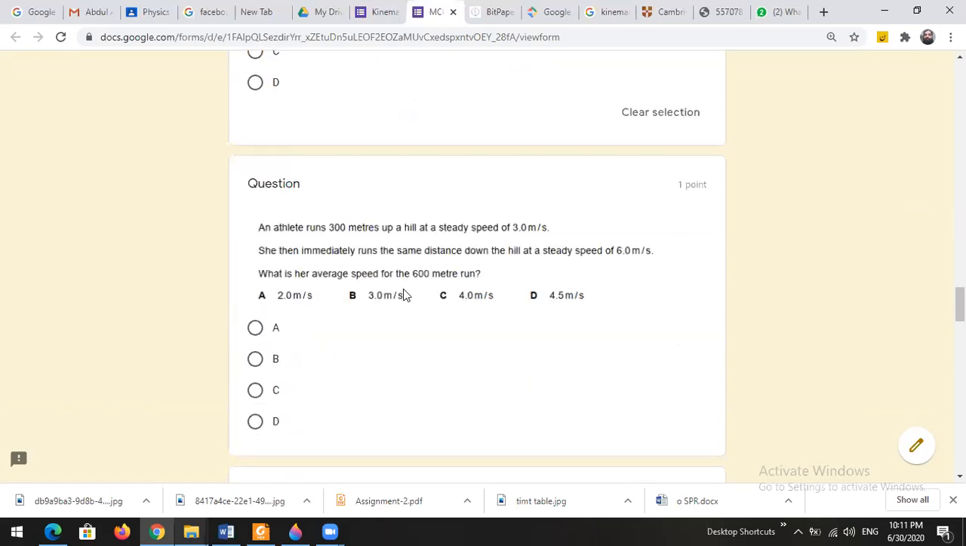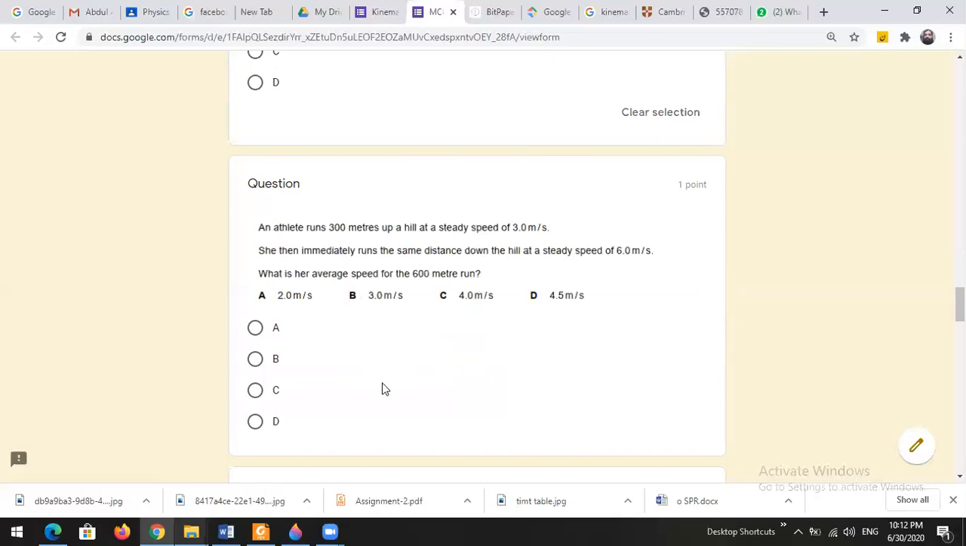Next question. An athlete runs 300 meters up a hill at a steady speed of 3 meters per second. She then immediately runs the same distance down the hill at a speed of 6 meters per second. So this is up speed and this is down speed. What is her average speed for the 600-meter run? We know that average speed is equal to total distance over total time. So we need to find the time for the upward journey and then the downward.